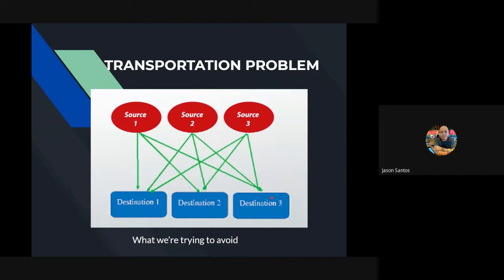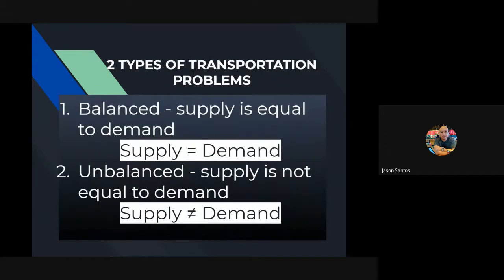Thus, we have several ways of computing for the efficient transportation methodology, and one of which would be the northwest corner rule, which we will discuss in a bit. But first, let's segregate the two types of transportation problems. So the first one would be the balanced. When you say balanced, you can see that the supply is equal to demand. And then, of course, opposite that, you have the unbalanced, wherein the supply is not equal to demand.